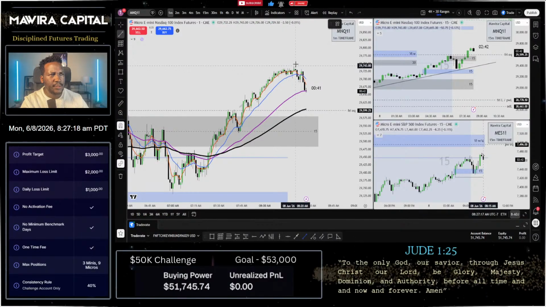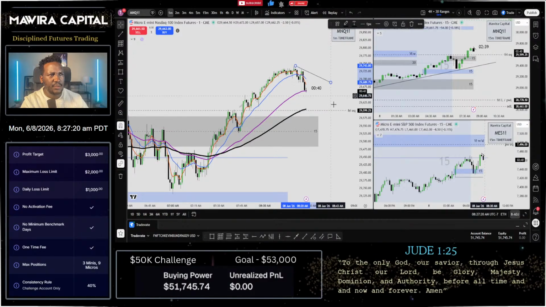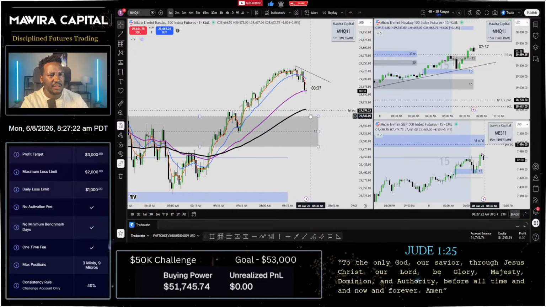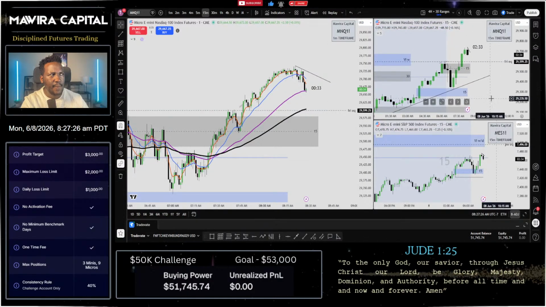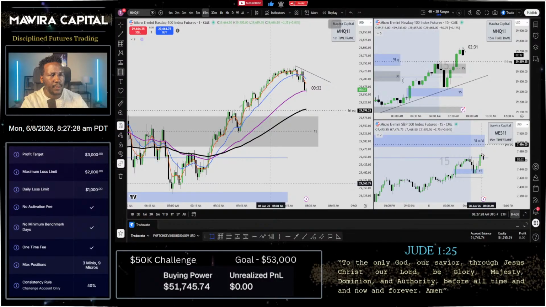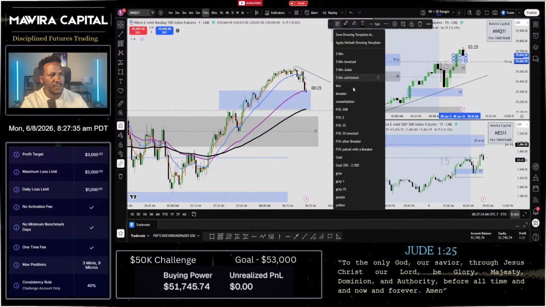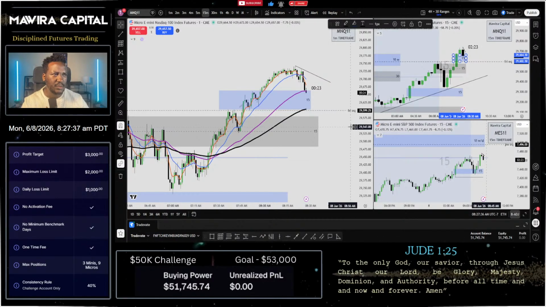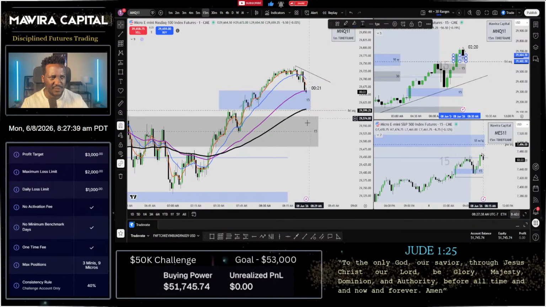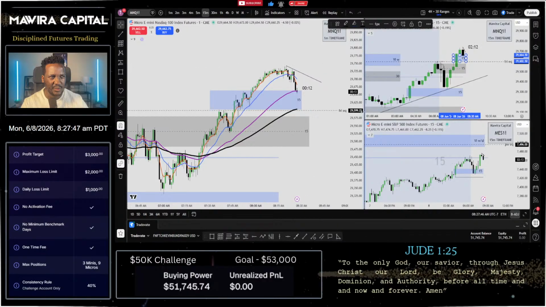Do I require, so everything is kind of good now. The only thing that we haven't done is retested the breaker here, but right on top of that breaker is a 15-minute fair value gap. So if I really want to be strict, I would not take this trade until I see a touch of the breaker. But I've taken trades like this and they still work so well.